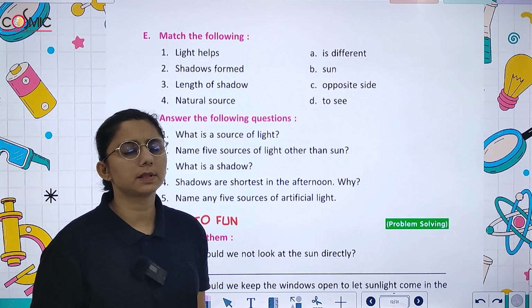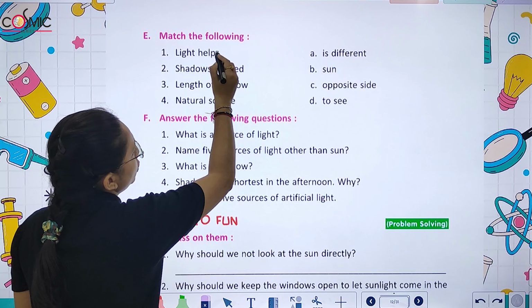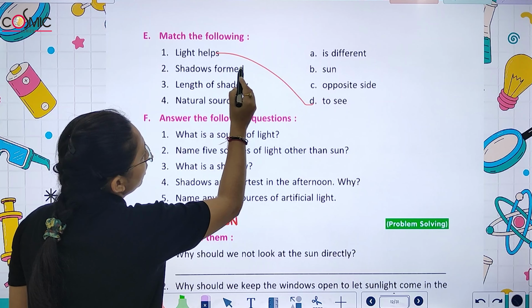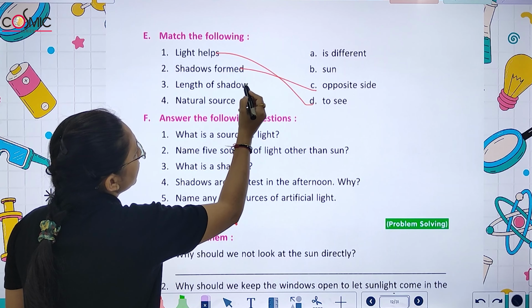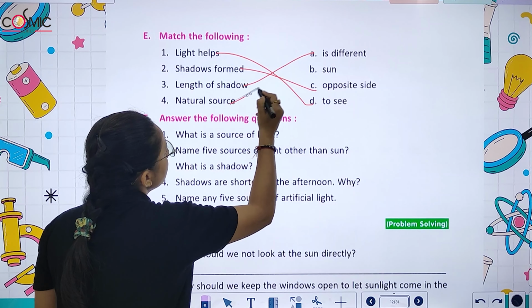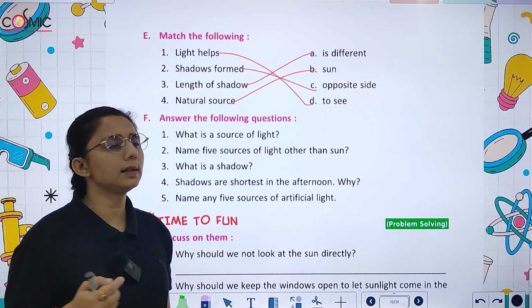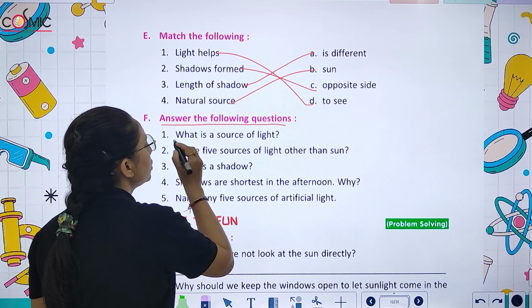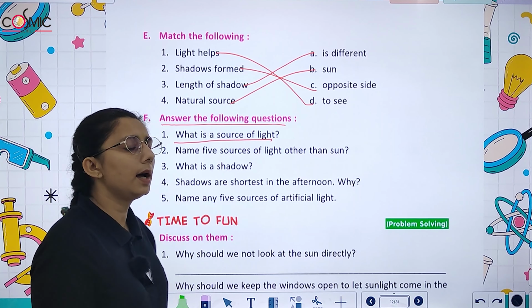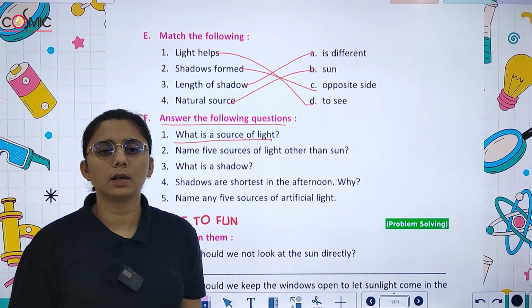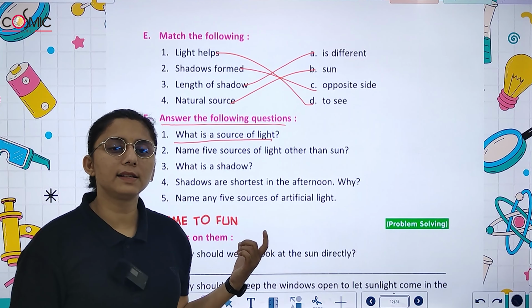Now light helps. किसमें help करती है? To see. Shadow, opposite side. Length of shadow is different. Natural source क्या है आपका? Sun. ठीक है? Let's start with answering the following questions. What is the source of light? Sun is the main source of natural light. Natural source of light sun है.